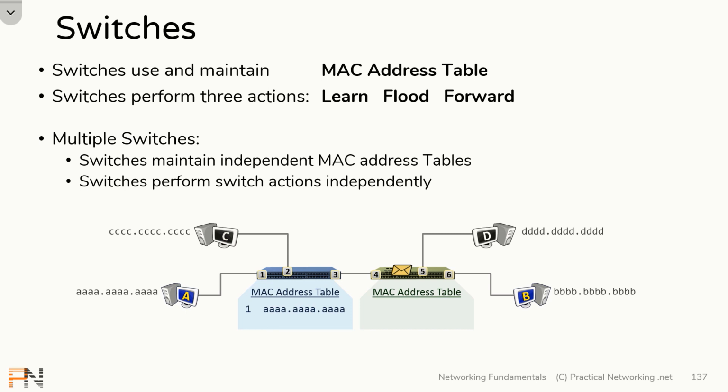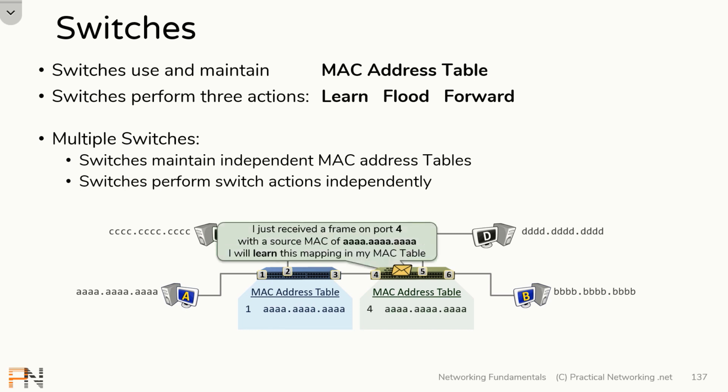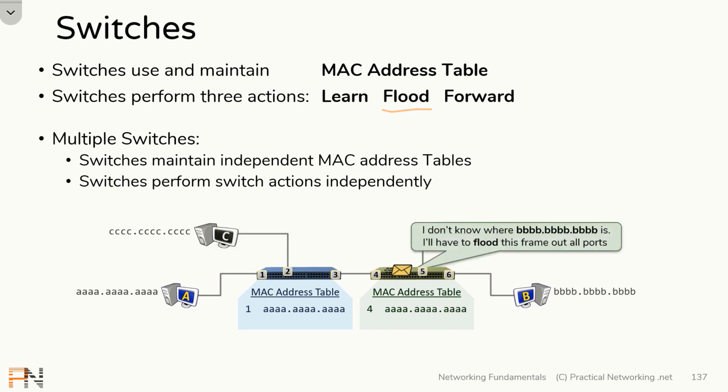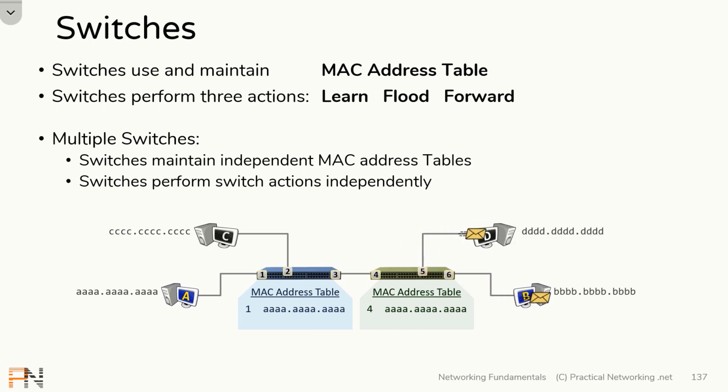From the green switch's perspective, something just arrived on port 4 with a source MAC address of all A's. This allows the green switch to learn a MAC address table entry for port 4. Then the switch is going to look at the destination, and again, the green switch doesn't currently know where the all B's MAC address is, so the green switch is then going to perform the flood action and send this frame out all ports. Once again, the green switch will flood the unicast frame.